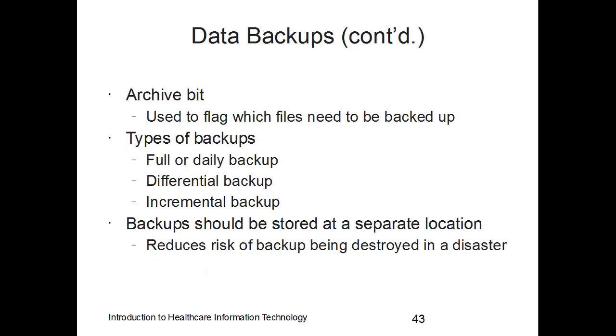The archive bit. This is used to flag which files need to be backed up. There are different kinds of backups. It can be a full or a daily backup, a differential backup, or an incremental backup. And the data backups should be stored at a separate location. This will reduce the risk of data being lost in case there is a disaster.